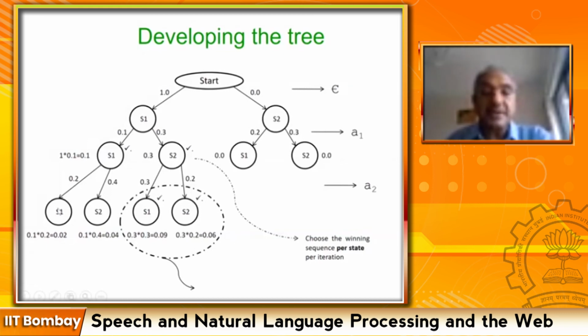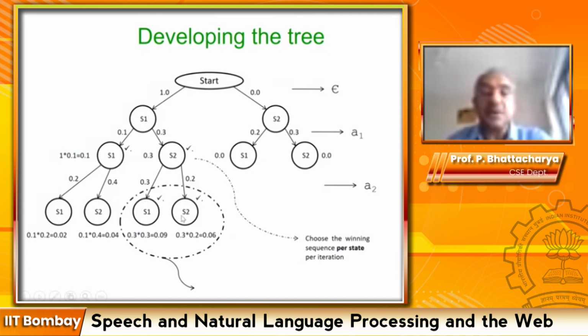So I could have advanced both the paths ending in S1. There are two paths ending in S1, but I will not do so. I will advance only that S1, that path ending in S1, where the probability value is higher. Similarly, I will advance only that state, okay, whose path probability is more than the other path probability with respect to state S2. Okay, so only one path ending in S1 and only one path ending in S2 will be advanced. What is the reason?